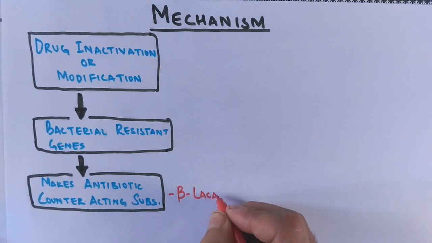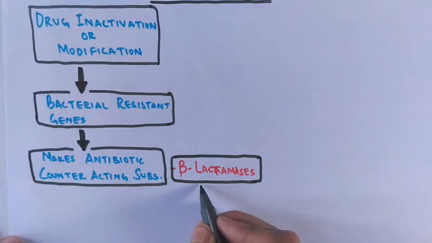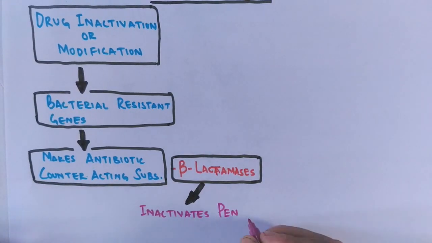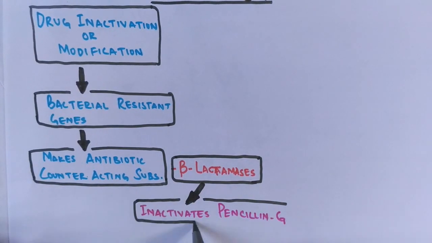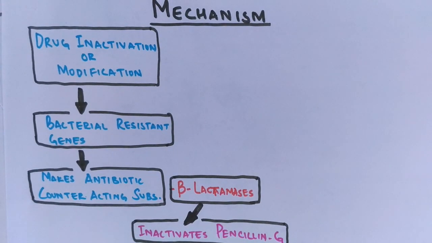Like we have beta lactamases. Beta lactamases are produced by bacterial strains that inactivate penicillin G. So in this way, this is the first mechanism, where the bacteria are able to switch off the antibiotics.